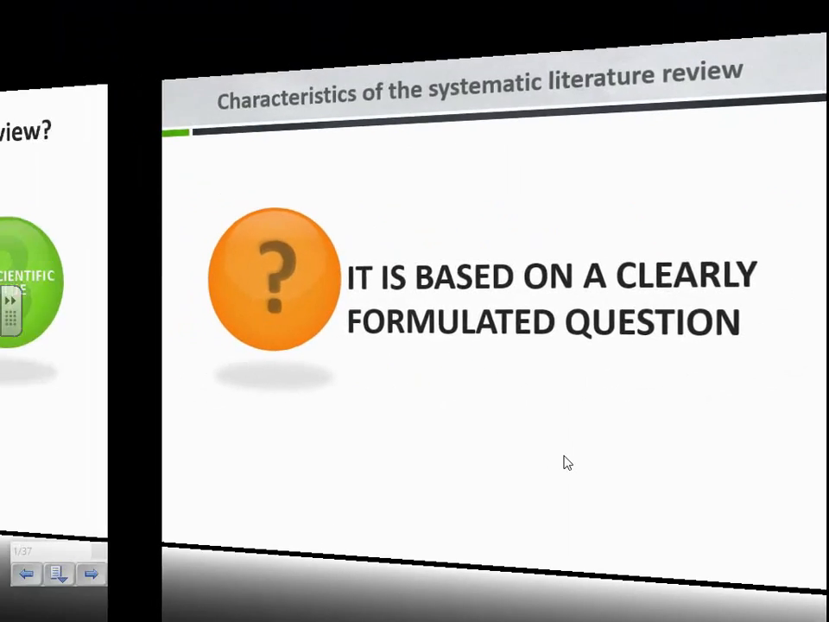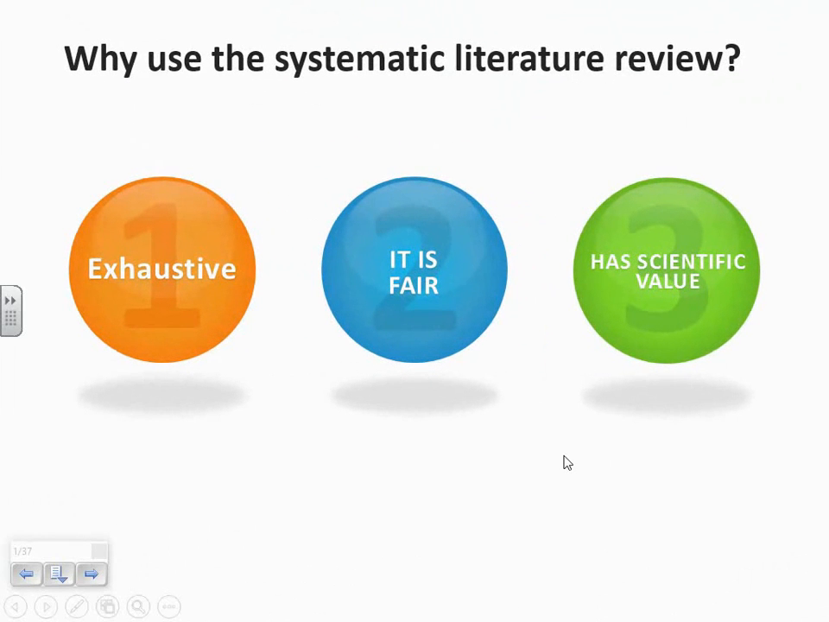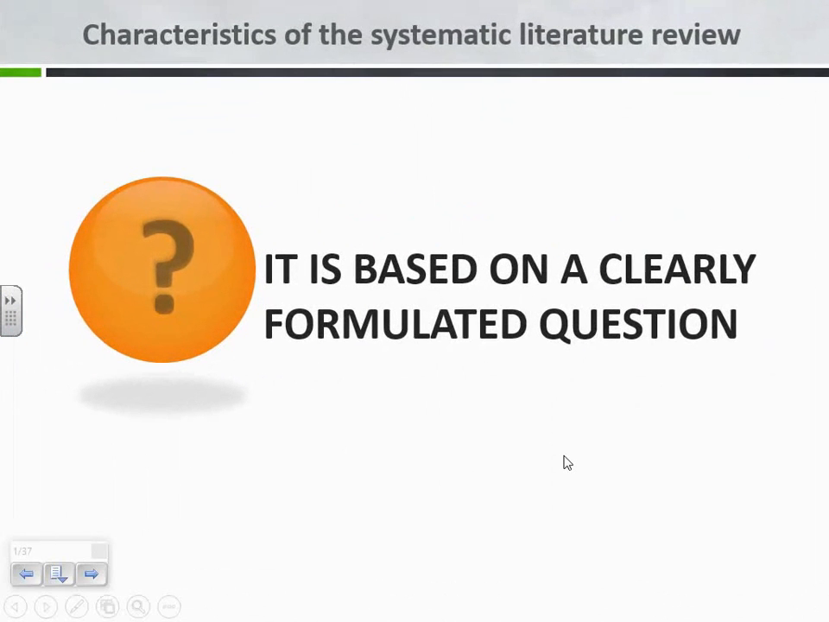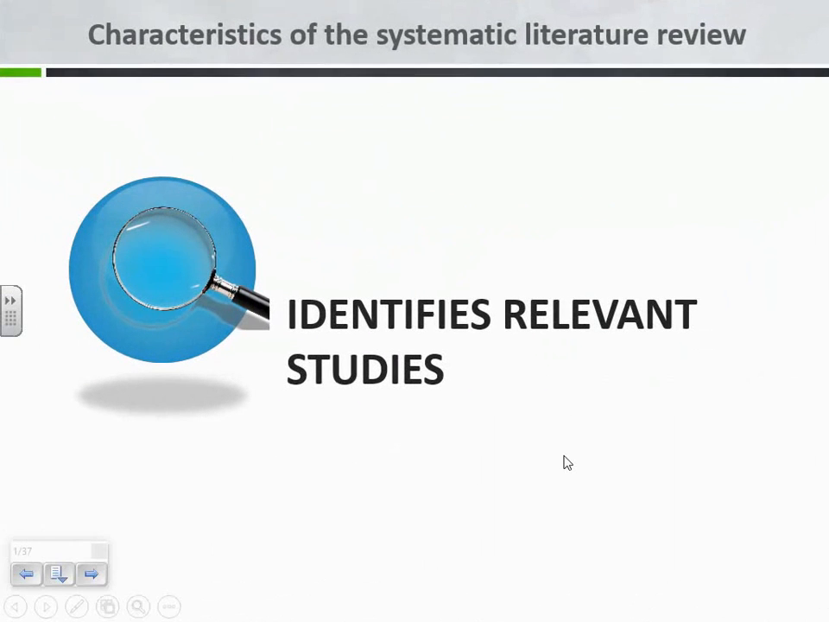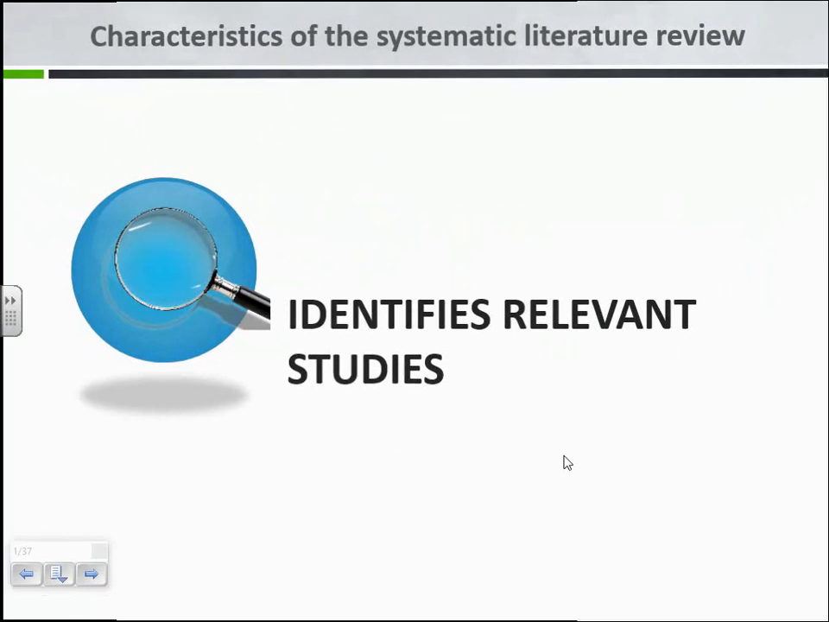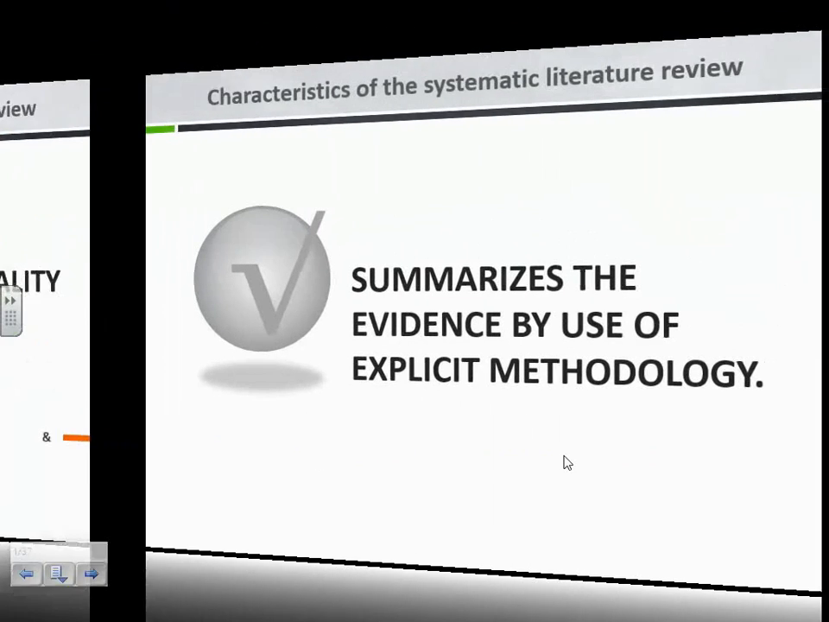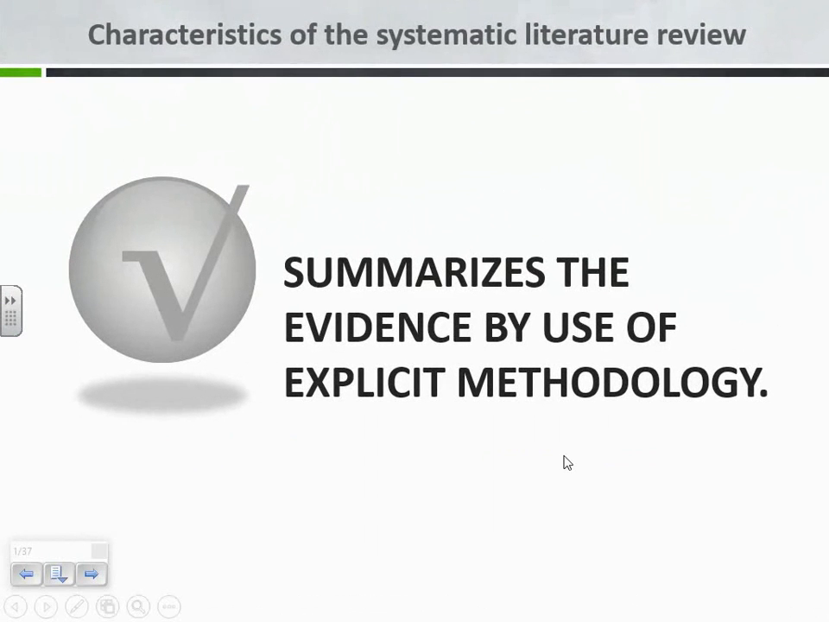Oh, sorry, I think I've skipped this one. Okay, now we're coming to the characteristics of the systematic literature review. It can be dubbed a systematic literature review when it's based on a clearly formulated question. It identifies all relevant studies at the time that you're conducting the study. It goes about appraising the quality. And finally, you summarize the evidence by use of explicit methodology.